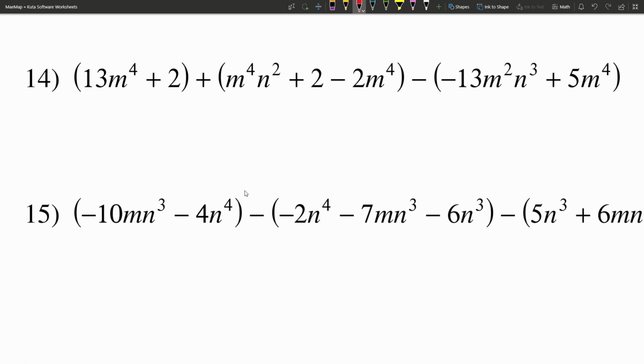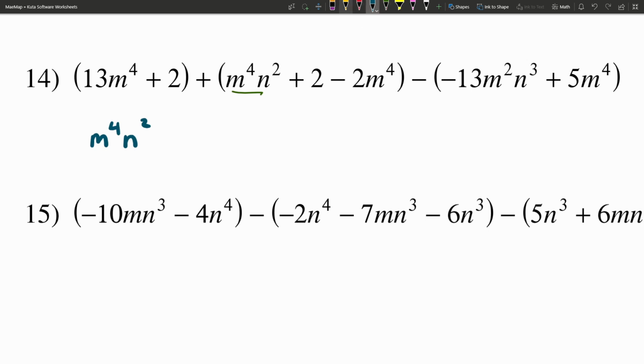For number 14, we have a binomial that we're adding to a trinomial and then subtracting another binomial. What we can do is combine the terms of similar degrees all together. And when we combine those terms, the degrees with the given variables in the terms have to be the same in order to be able to combine them. So starting with our highest combination, that's going to be our m to the 4th and our n squared. There's no other term with both an m to the 4th and n squared. There's a few m to the 4ths, but because they do not have the n squared as well, they cannot be combined together. Therefore, we're going to start with m to the 4th times n squared.